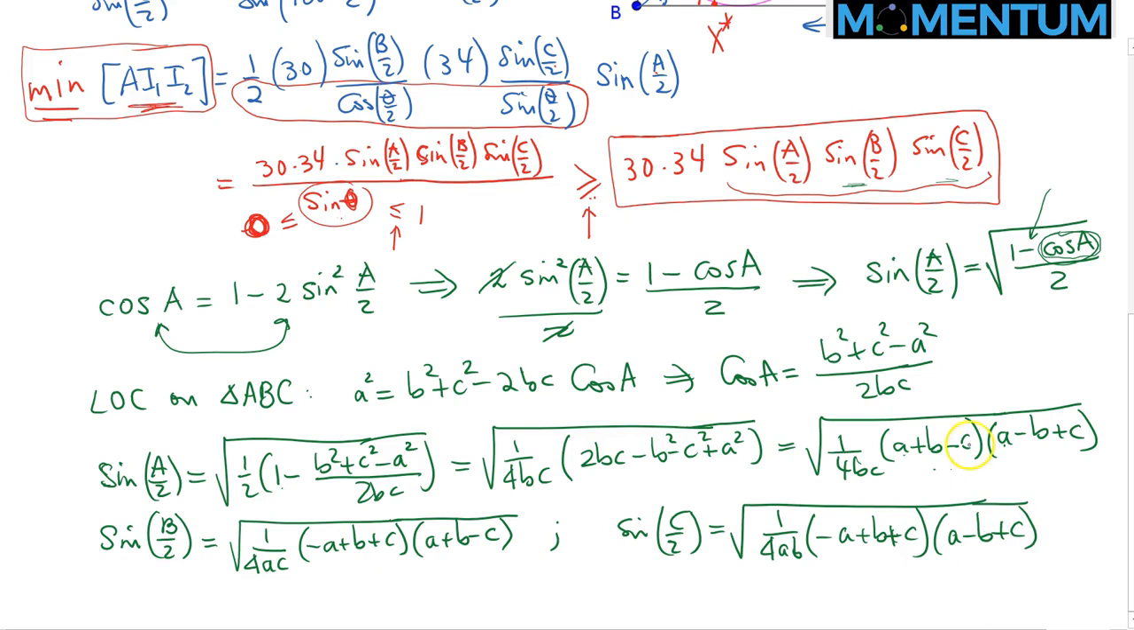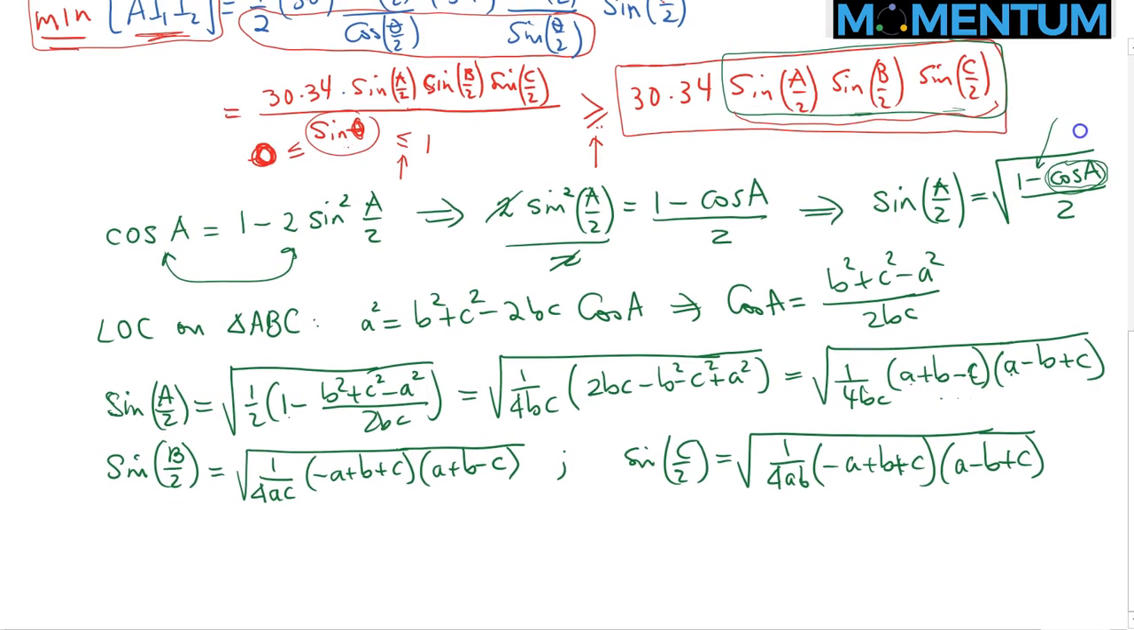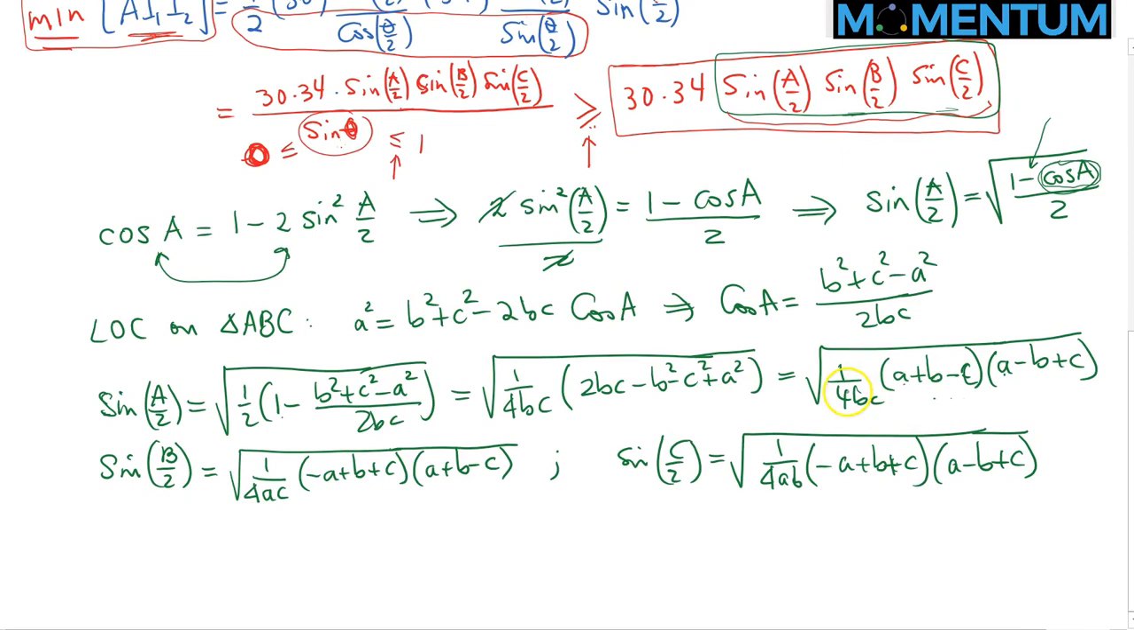Now it's quite clear how you can simply multiply these three and substitute into this expression. When you multiply all these expressions, we have 4 times 4 times 4, 64, square root is just 8. Then we have A squared, B squared, and C squared. So ultimately, when we multiply these three, sine A over 2 times sine B over 2 times sine of angle C over 2 is simply equal to 1 over 8 ABC.